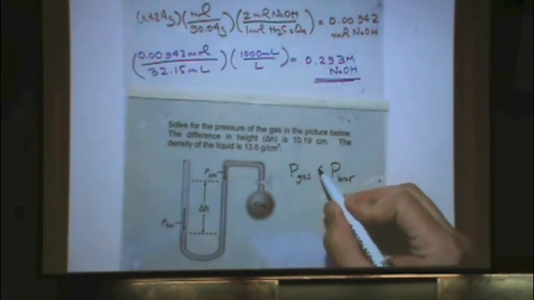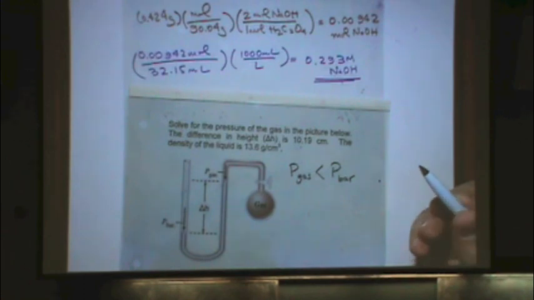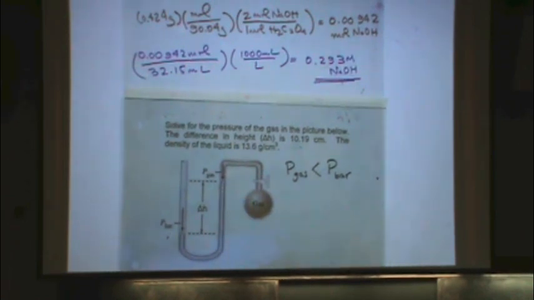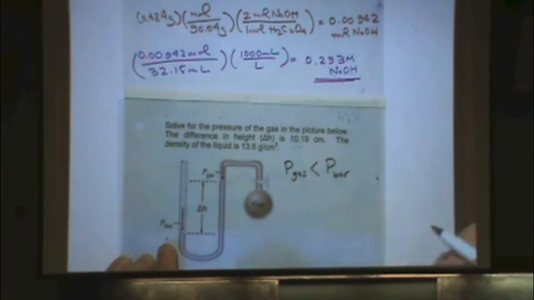The pressure of the atmosphere, P bar, is greater. How do we know that? Because it's pushing, you see the arrow here that represents the pushing of the pressure from the atmosphere. It's pushing harder than the pressure of the gas. So thus it's pushing the liquid level lower. This silver part here is the liquid level. So it's pushing harder, so thus it must be greater.